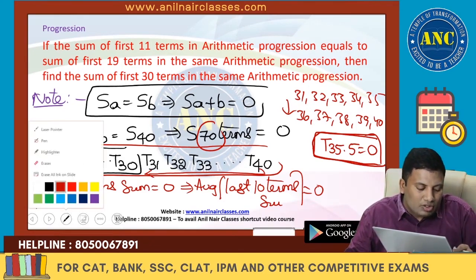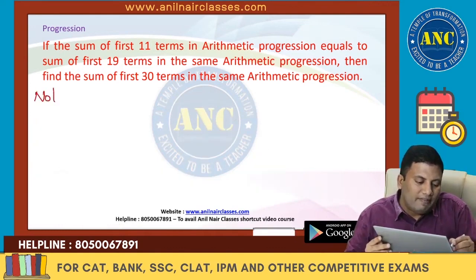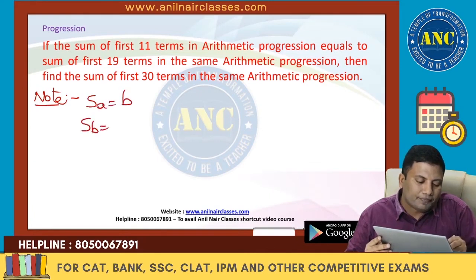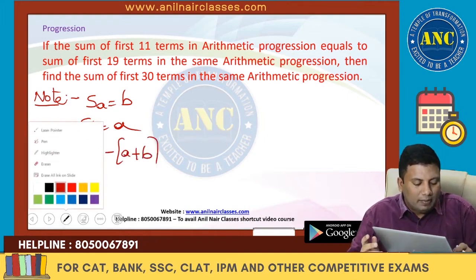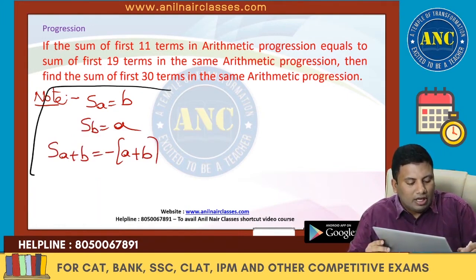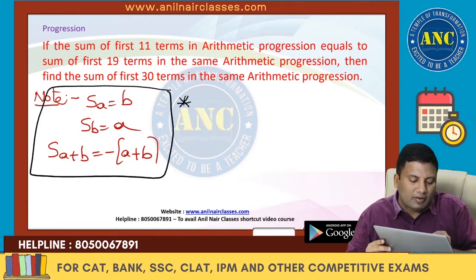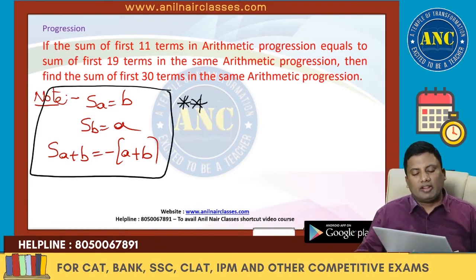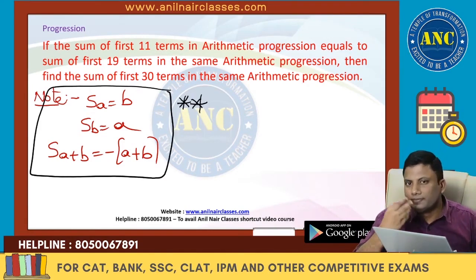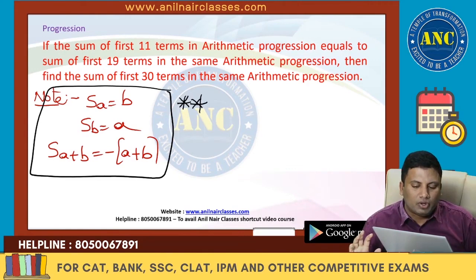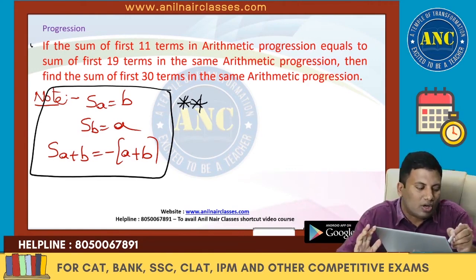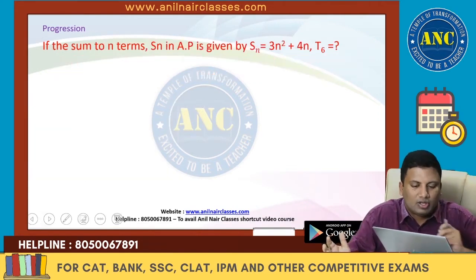Similarly, another conclusion, you can do for every possible model which we will discuss. SA equivalent to B, SB equivalent to A, then SA plus B is nothing but minus of A plus B. Please write down. You can solve it by taking some examples and you will be able to draw the conclusion. I hope this model is also clear to you.